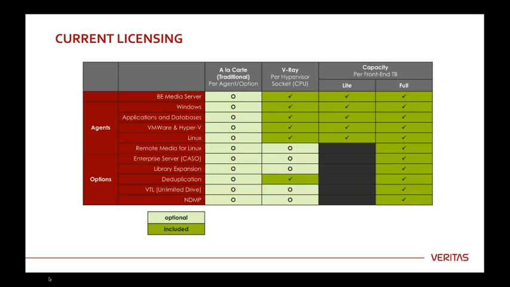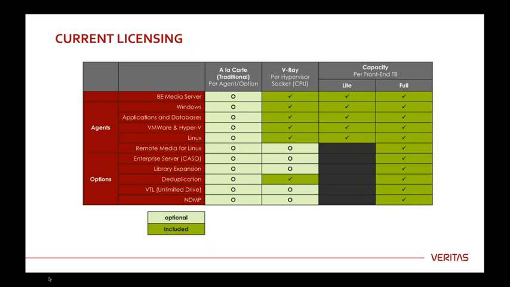A really good way of licensing every server individually. If you are a large virtual shop, so if you've got quite a few hypervisors and a lot of virtual machines on there, because generally you have quite a few more virtual machines than physical machines, we have a V-Ray edition or a virtual edition. This enables you to license Backup Exec via the hypervisor CPU, very similar to how VMware do theirs. So you license it at the hypervisor level.